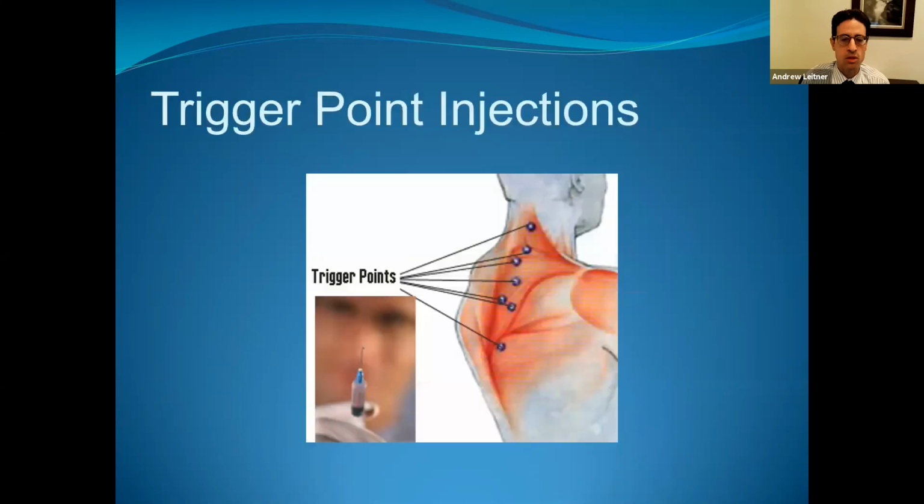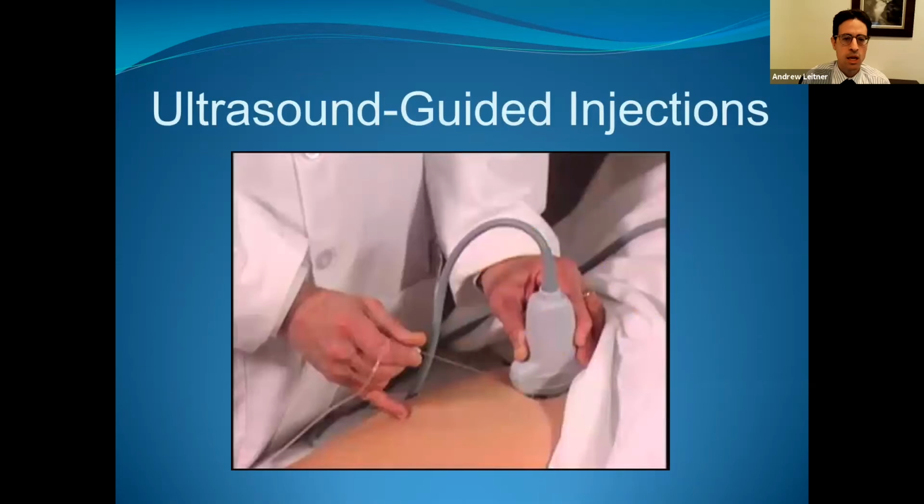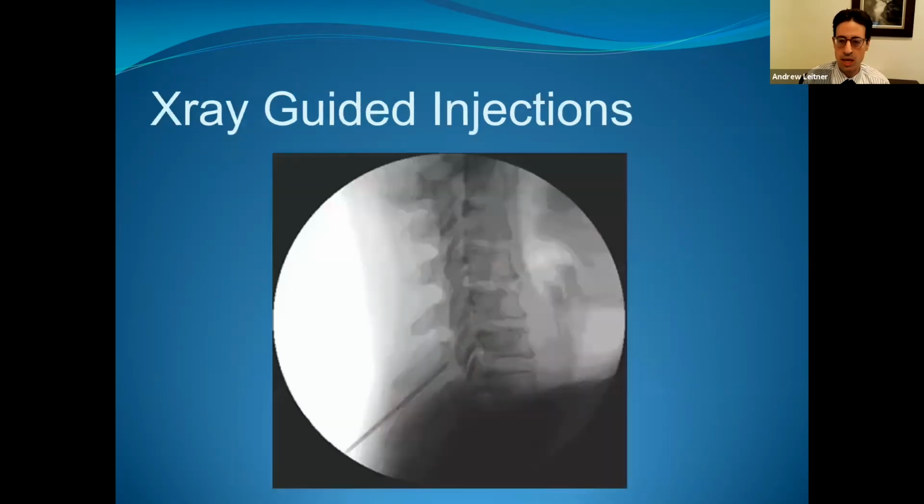So we use spinal cord anatomy in order to determine where our interventions are performed based on dermatomes largely. Trigger point injections are very helpful for myofascial pain. We do ultrasound-guided injections for perineural as well as fascial plane blocks for some of the chronic abdominal pain, post-mastectomy pains. We do X-ray guided injections as well.